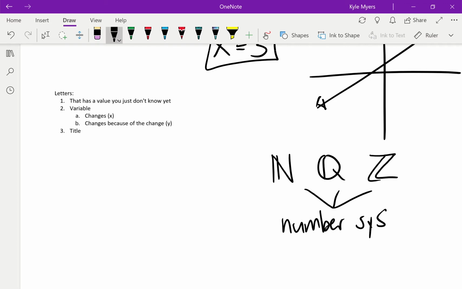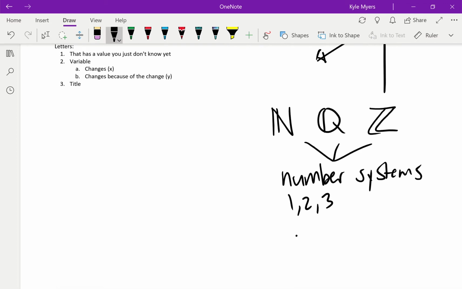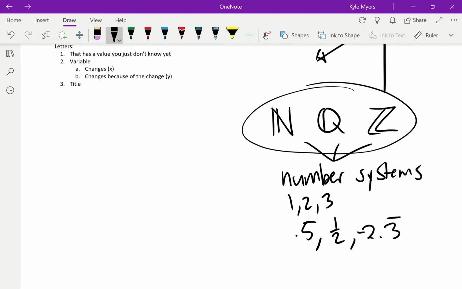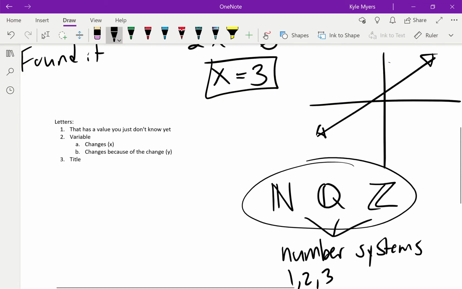Number systems. Which just means numbers like 1, 2, and 3 are different than numbers like 0.5 and 1/2 and negative 2.3 repeating. Those are easier numbers than 0.5, 1/2, and negative 2.3 repeating. They're just different, right? And there's a way to actually talk about how they're different, and that's what the letters that have bars around them do. They're called number systems. They tell us what kind of numbers there are.